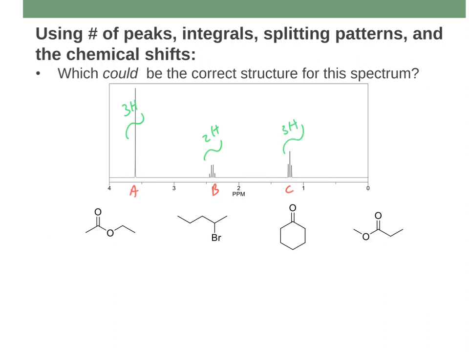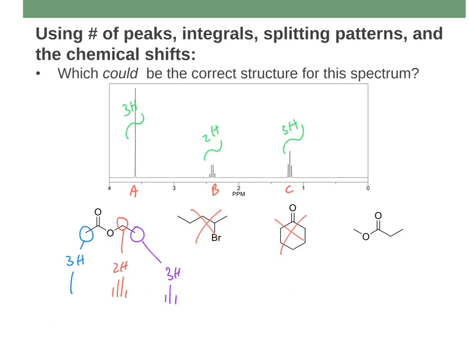We knocked this out because it has the wrong number of signals. We knocked this out because it had the wrong integrations from the previous videos. That left the first and the third one. The first and the third one have the right splitting patterns, right? If I take a look at this signal versus that signal versus that signal, we said that this was a 3H singlet, this was a 2H quartet, and this was a 3H triplet, right? That was from previous videos.